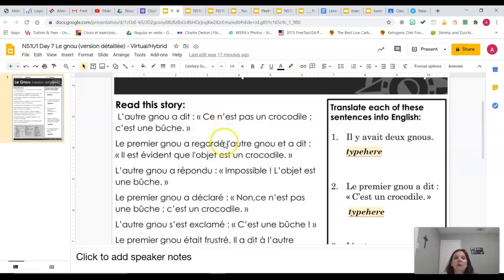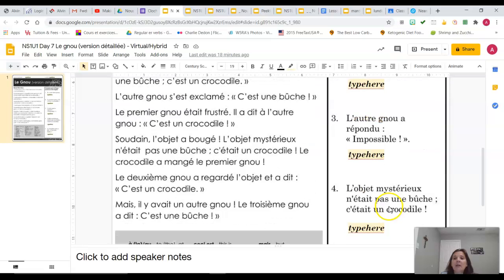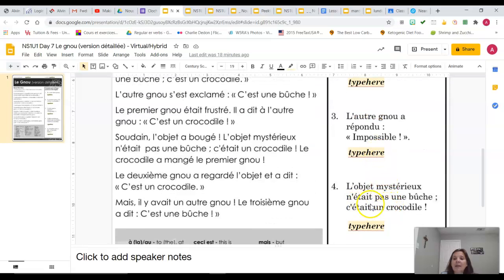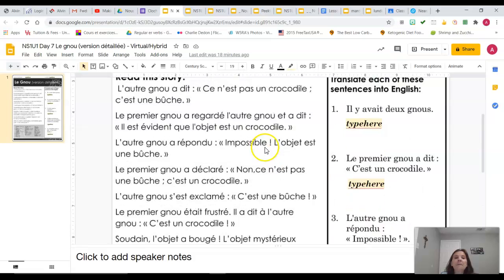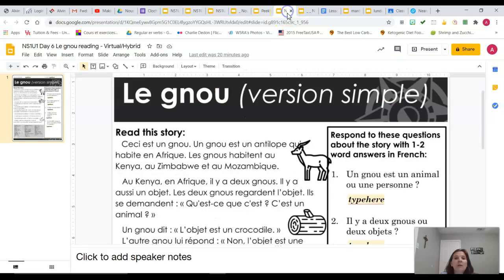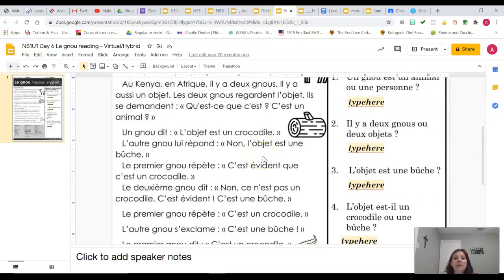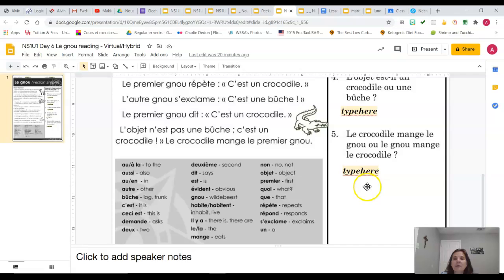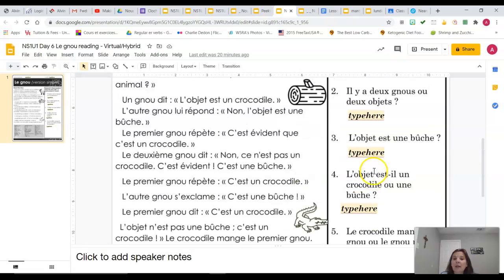You get to go and read, choose one of these two stories, and either, if you do this one, you're going to translate, but be careful, this is in the past tense, so when you translate, you want to put your translation in the past. Or you can do this other one, it's in the present, and you just answer the questions in French, not in English.